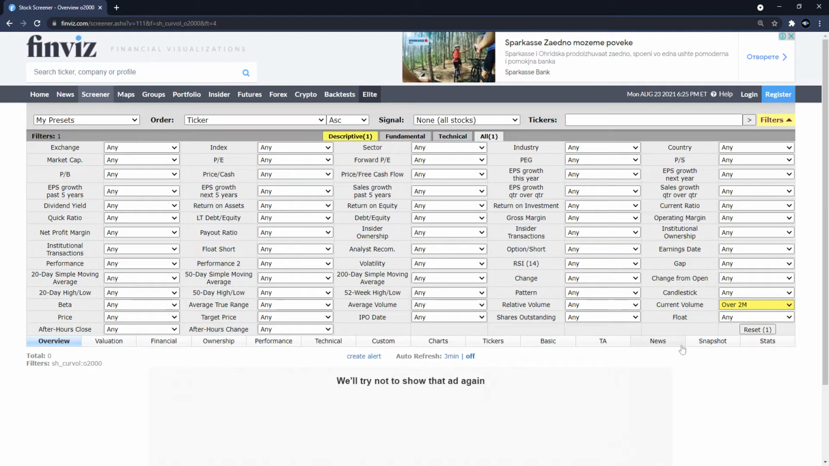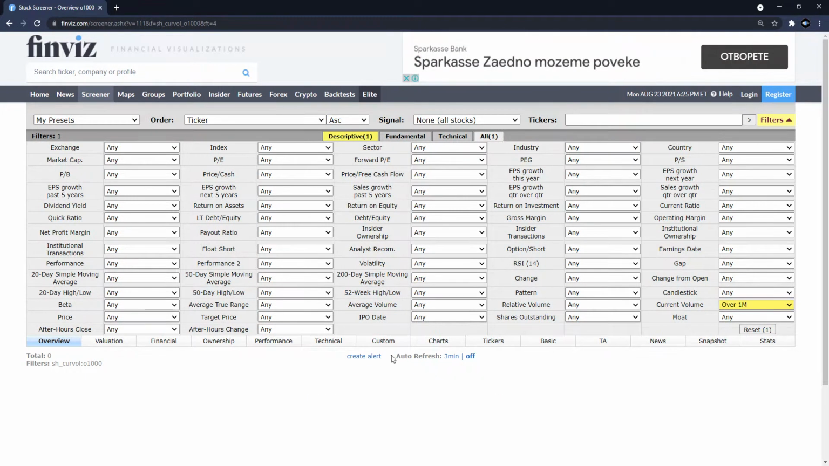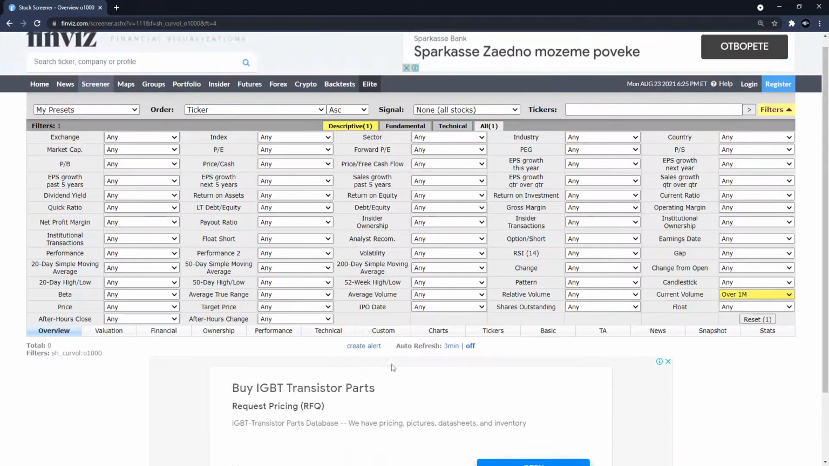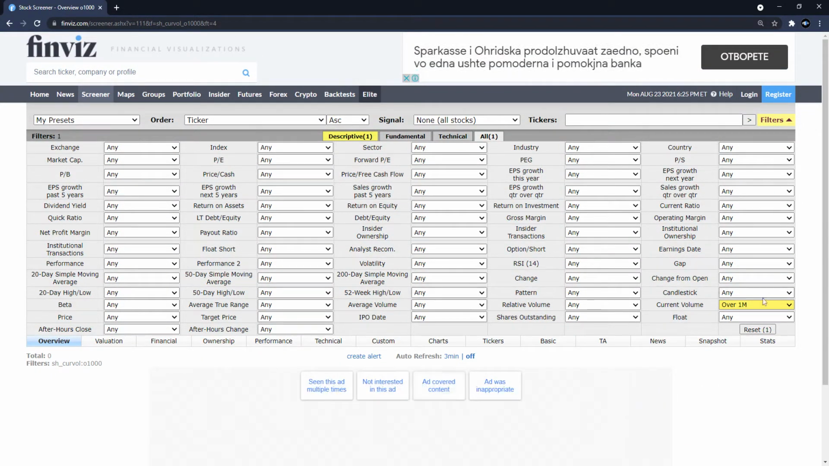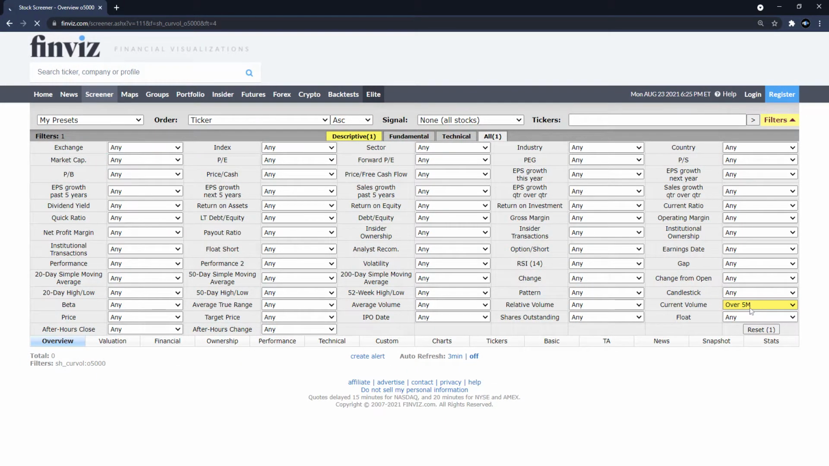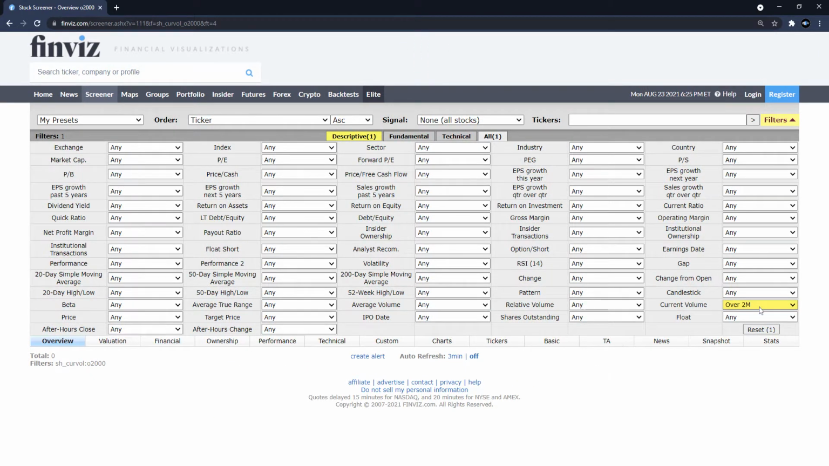I don't know why that is. What if you put it on one? Maybe it's just because the market is not open yet. That's basically it. I personally like to put it over 5 million, sometimes over 2. But let's just go right now and put it over 2 million.